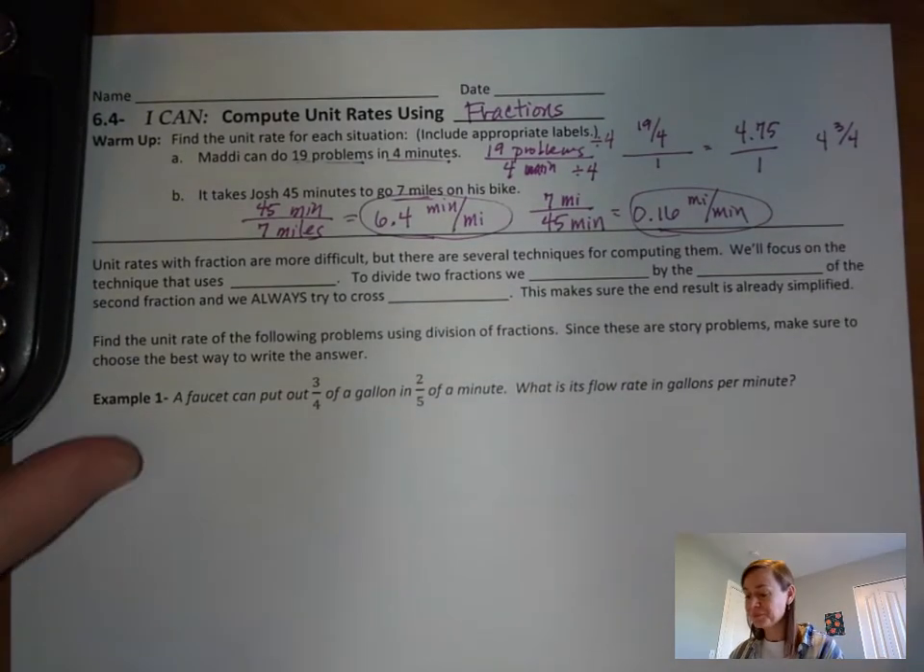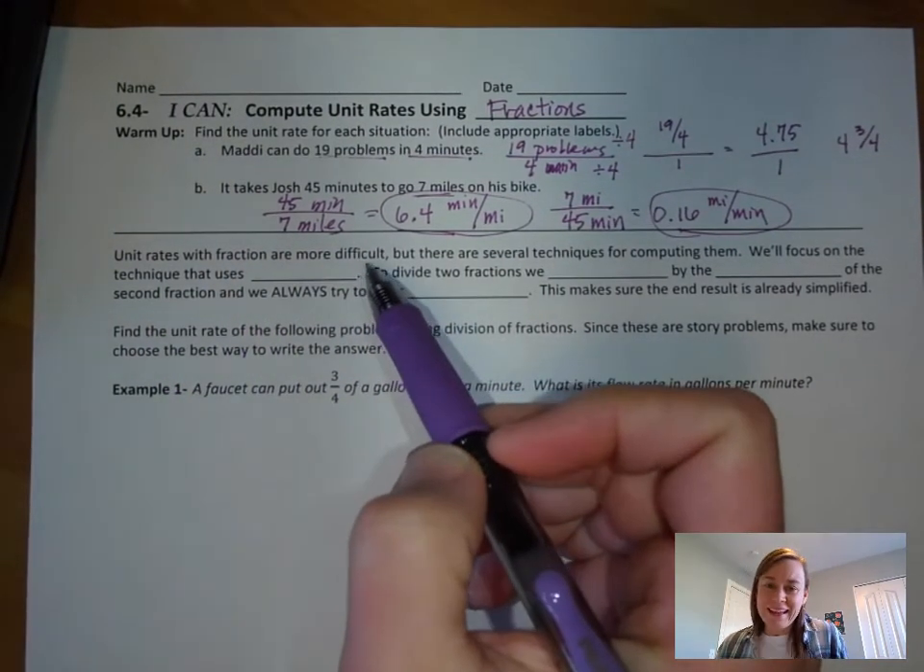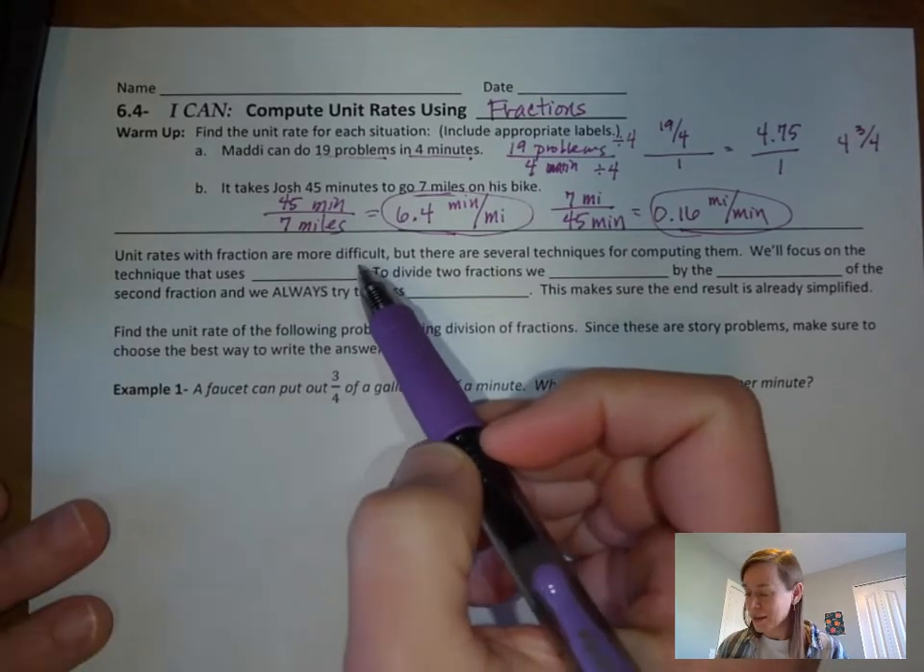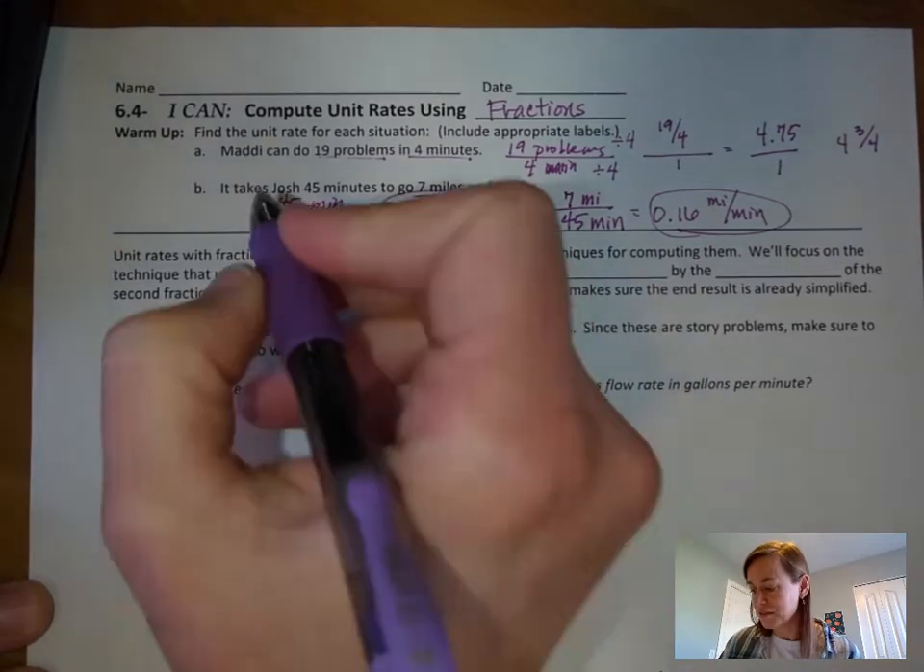All right, let's go on. Let's read now. Unit rates with fractions are more difficult. Well, yeah, the fractions add another layer, right? But there are several techniques for computing them. We'll focus on the technique that uses division.